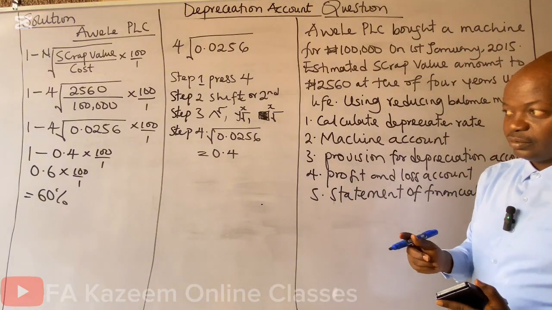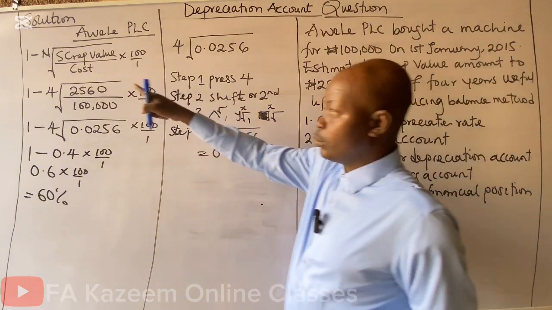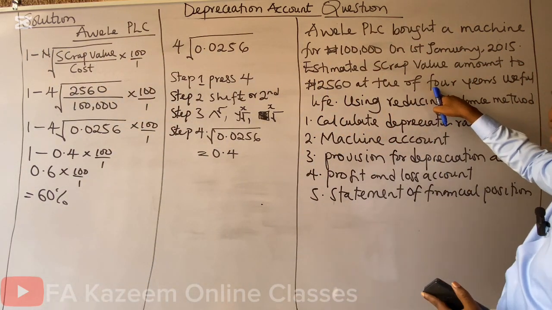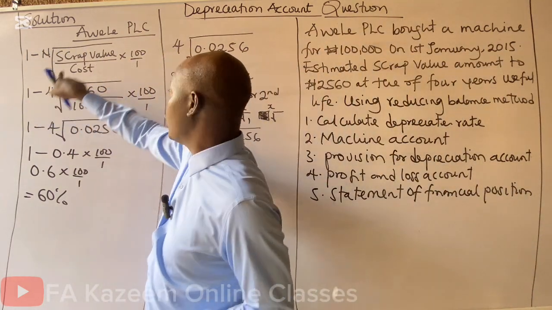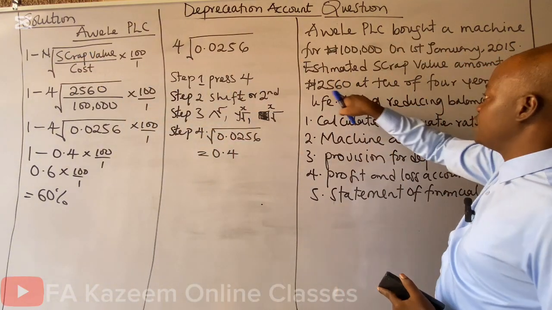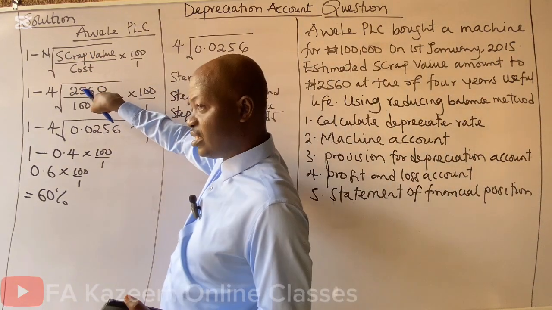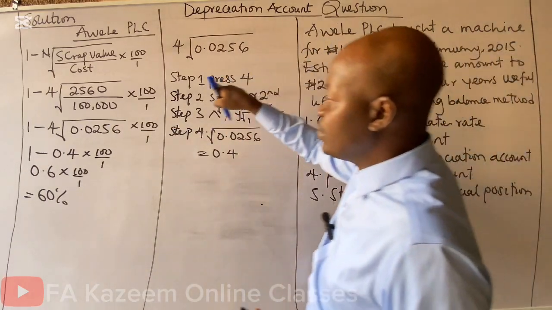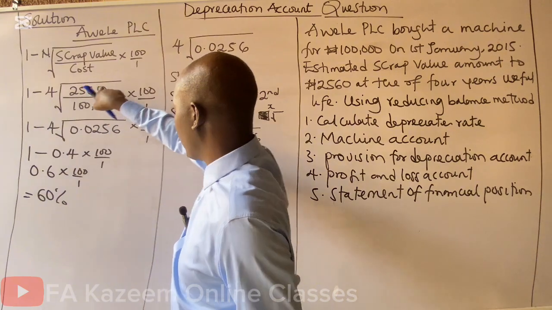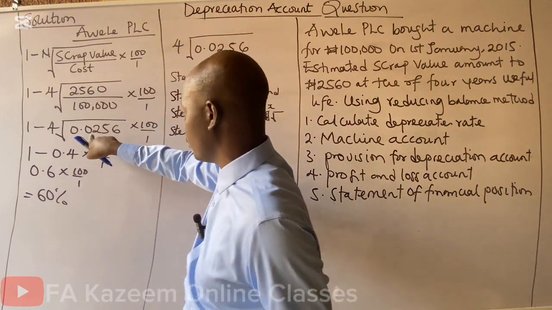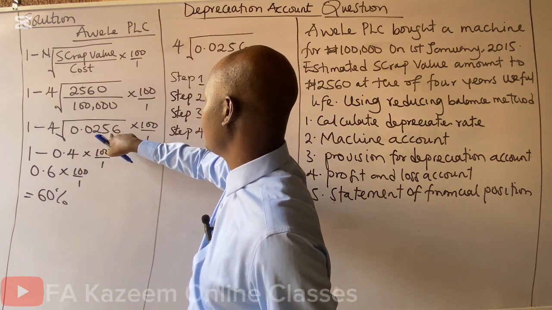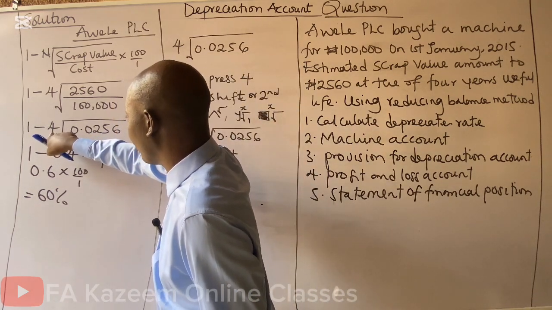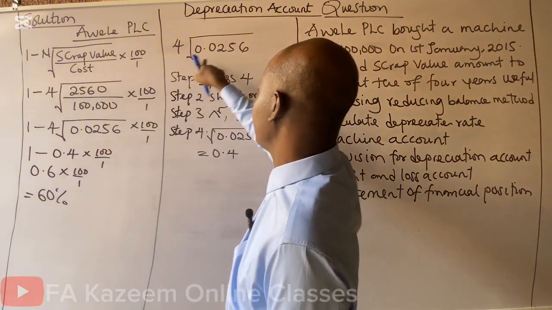Let's recap, we have 1 minus the nth root. The n stands for useful life. The useful life is 4 years. That's the 4th root of the scrap value over cost. The scrap value of the question is 2,560 all over what? 100,000, which is the cost. Having done that, 1 minus the 4th root of 2,560 divided by 100,000, you have 0.0256. Now the problem is to get the function. What is the answer to the 4th root of 0.0256, which is this.